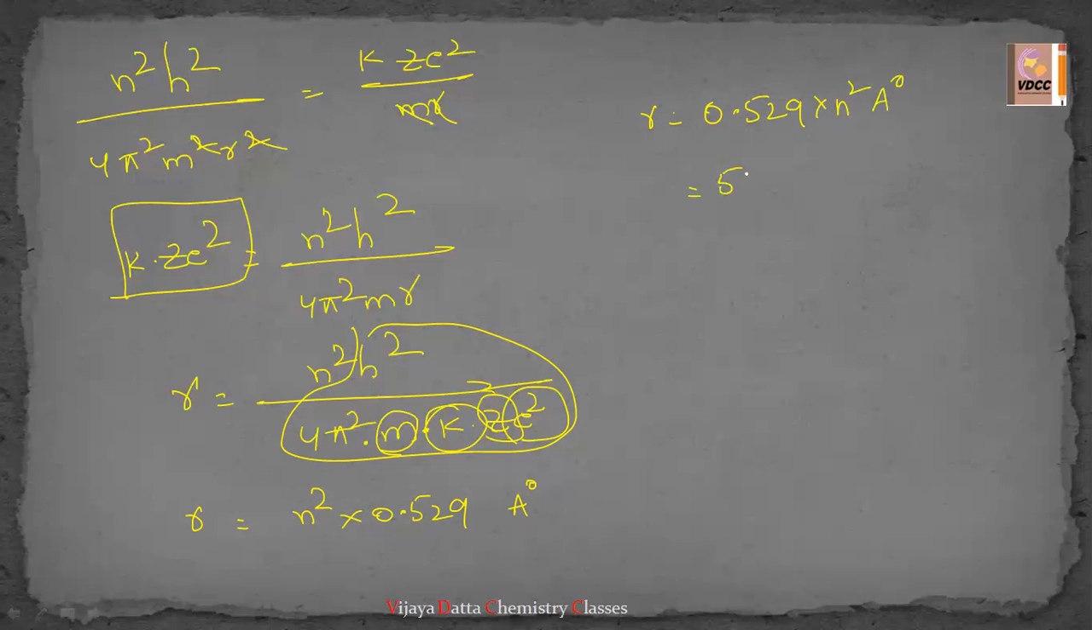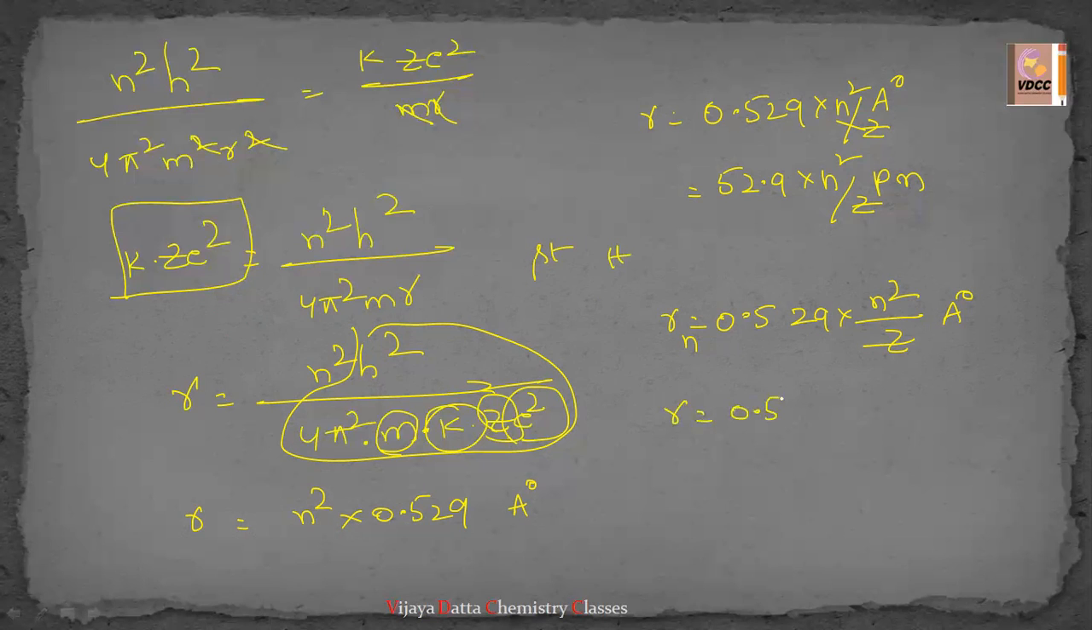If you want it in picometers, 52.9 into n square picometers. Here we have taken it for Z, actually. If you take it for hydrogen, the Z value is 1, but that Z is also important, n square by Z actually. So r for the nth orbit is 0.529 into n square by Z angstroms. If they ask for the first orbit of hydrogen, then r equal to 0.529 into 1 square by Z, where the Z value for hydrogen is 1. So r for hydrogen is 0.529 angstroms.